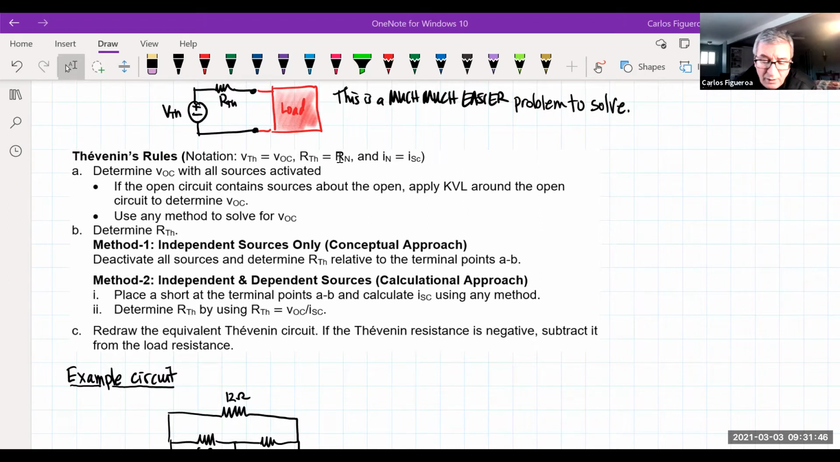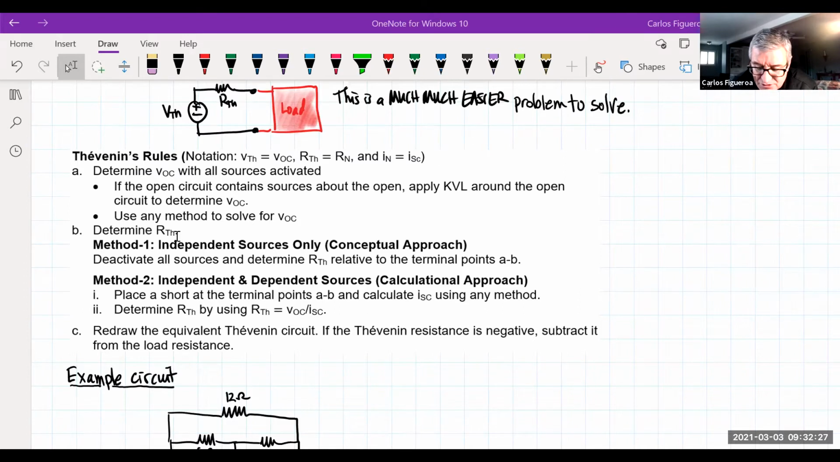Step one is always determine the open circuit voltage, which is the Thevenin voltage, with all sources activated. Step two is then to go determine the Thevenin resistance. Now, what you're going to find here is that there's two methods. Method one is really only about a conceptual one so that you can understand what it is that you're actually seeing. Because I think it's important that you try to understand physically to the best of your ability what you're actually doing, believe it or not.